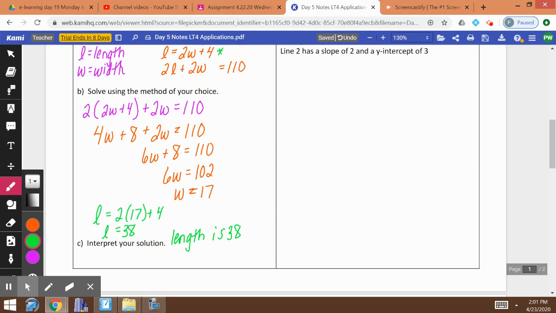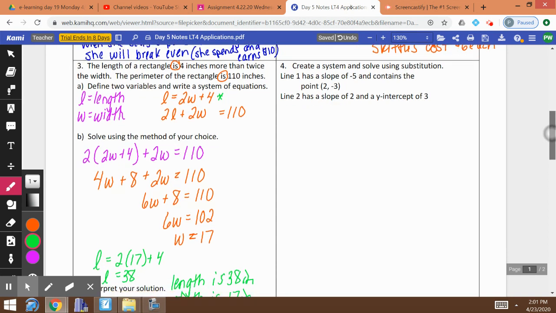And we want to label this. If we go back up and look, it's talking about inches. So inches. And then the width is 17 inches on there. And that's all we need to do to interpret that.